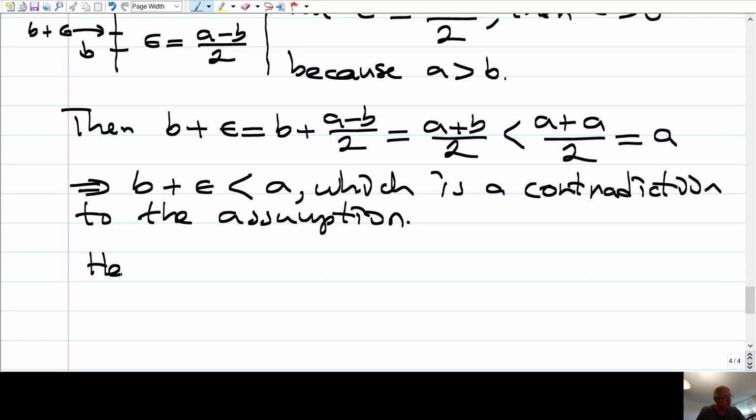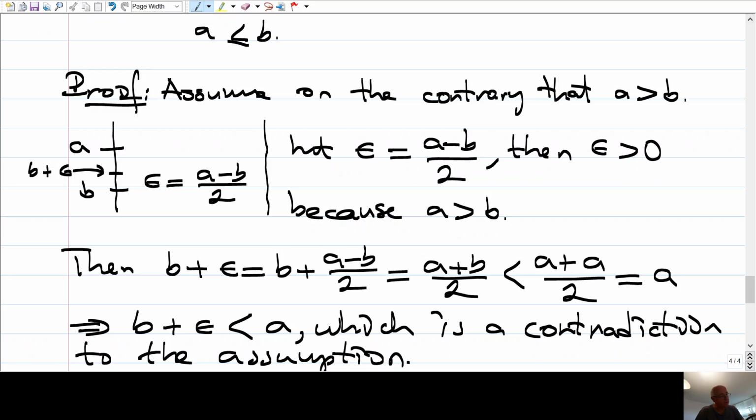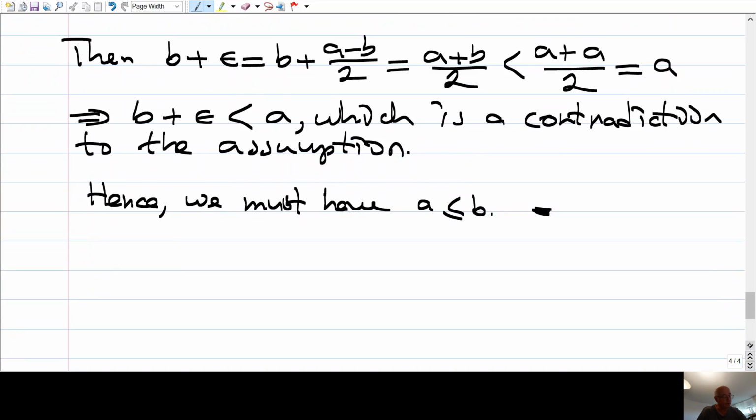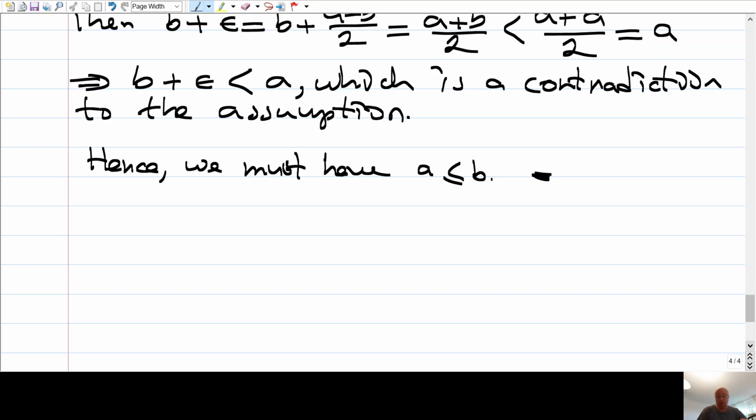Hence, we must have A is less than or equal to B. Okay. So this finishes the proof. Another easy fact is this.